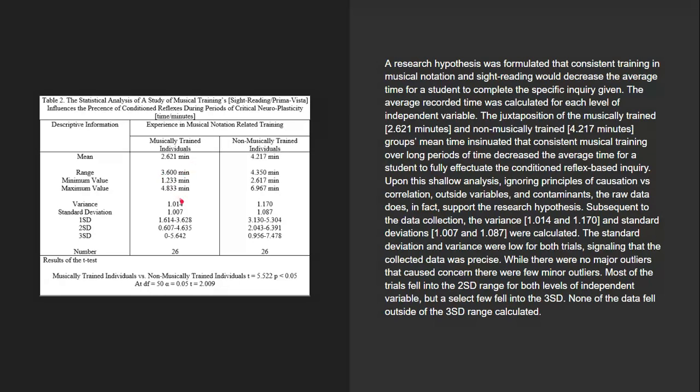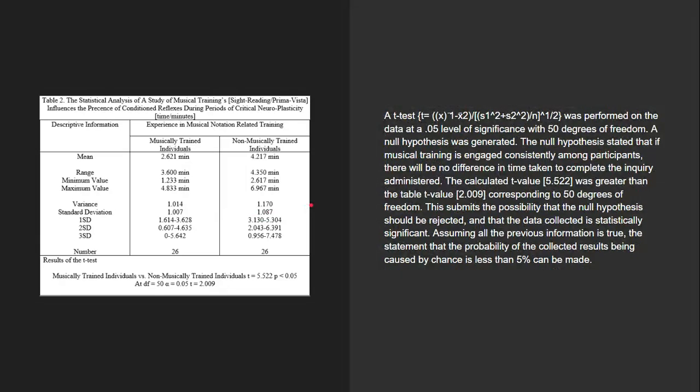Then when you see the variance and standard deviations, they are very low with both of these groups, and none of the data fell outside the second SD range, which meant that the data did not have many outliers and it was very precise. A t-test, you can ignore that formula, it's kind of a mess, was performed on the data at a 0.05 level of significance with 50 degrees of freedom, and the calculated t-value was greater than the table t-value. And all this means is that this data was most likely not caused by chance and error and was actually a result of the independent variable.